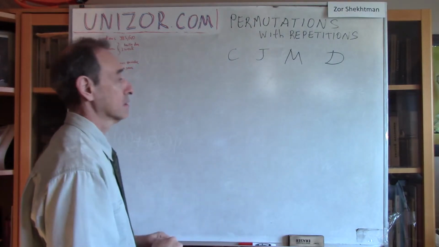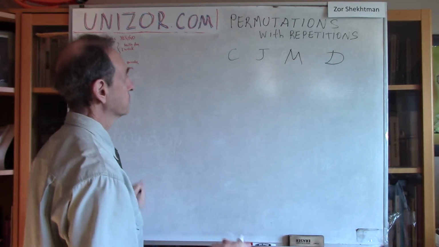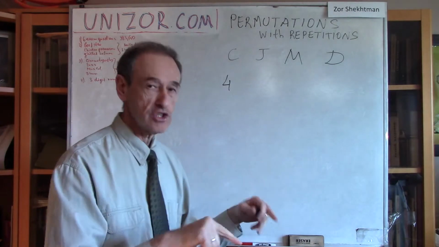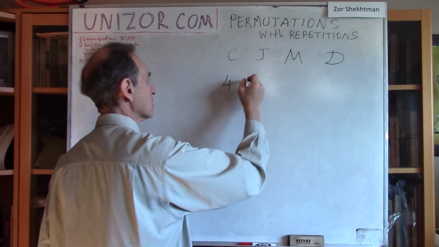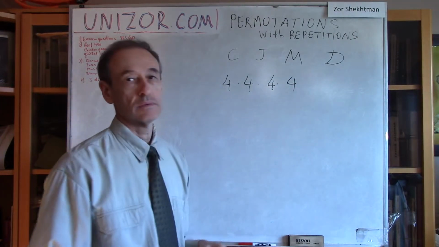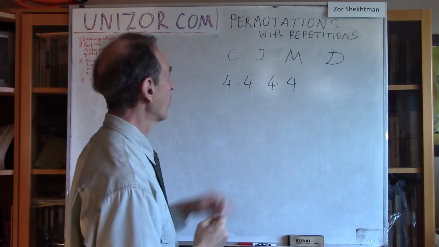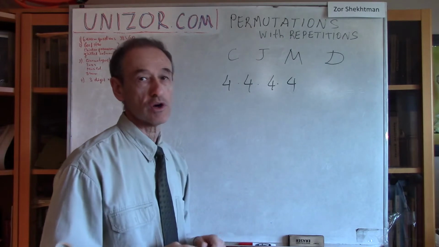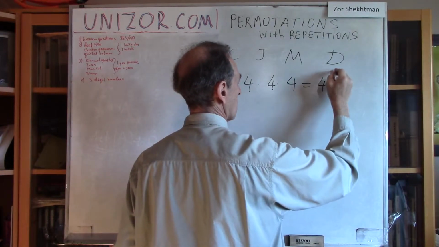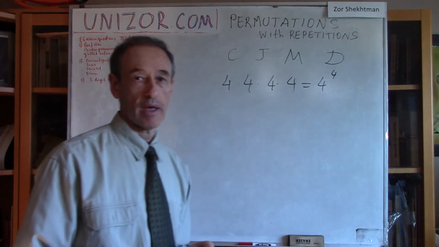So for the first quarter, I have 4 different choices. With each of them, I have 4 different choices for the second quarter, and for the third, and for the fourth. So 4 times I'm going to one of these 4 shows, so I have 4 to the 4th degree. That's my answer.